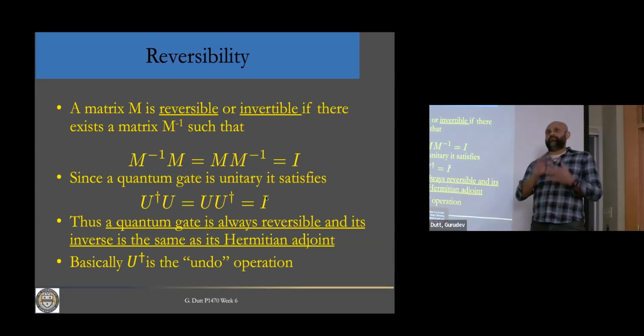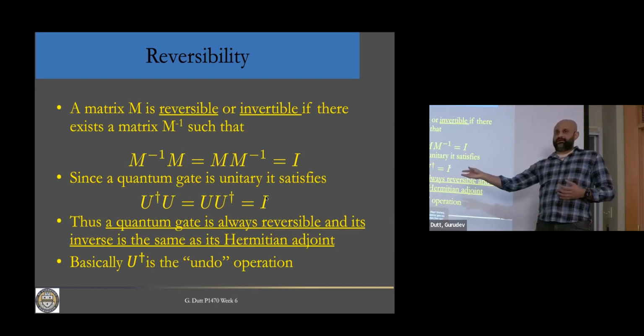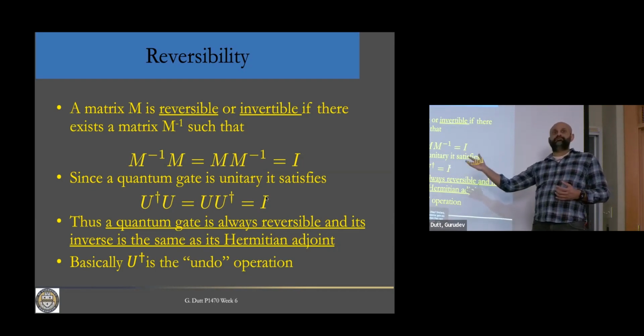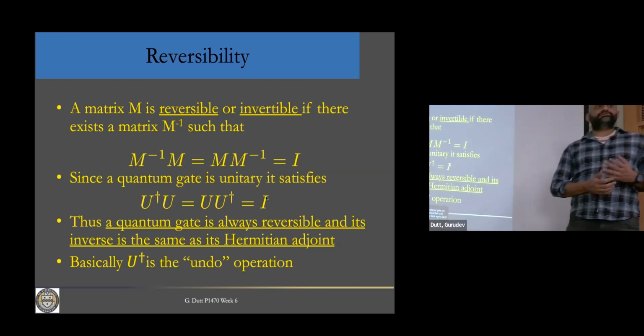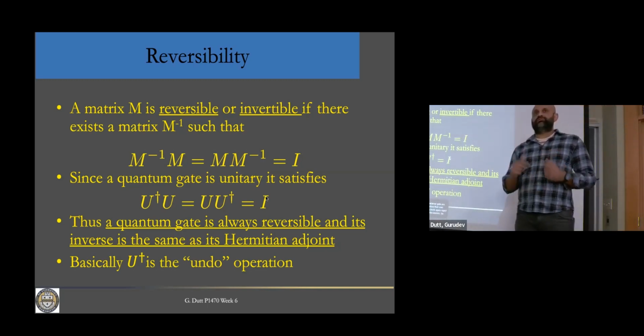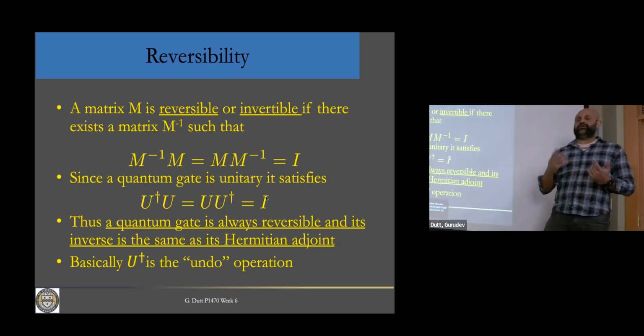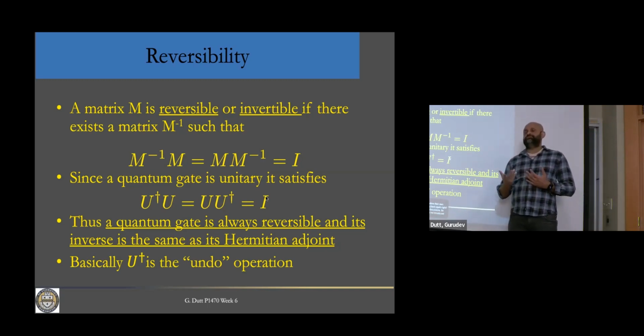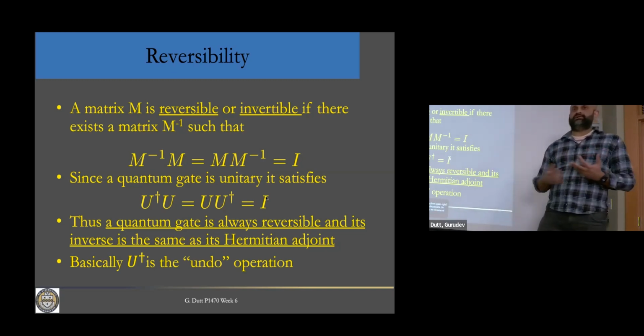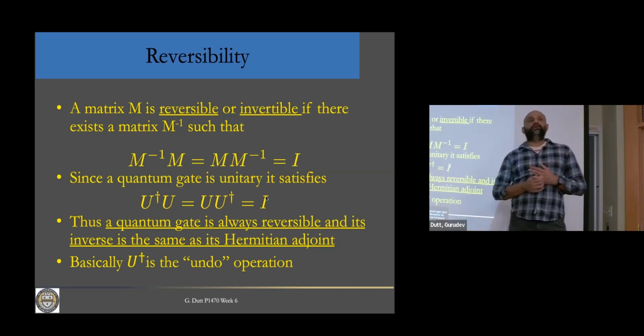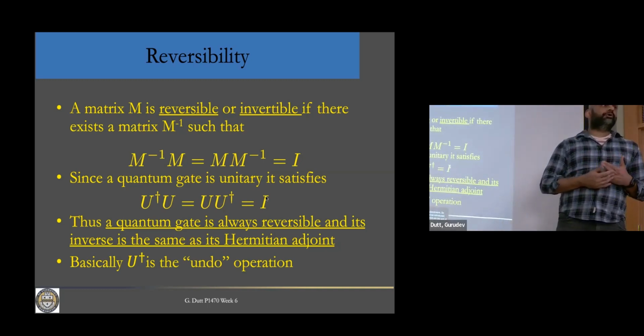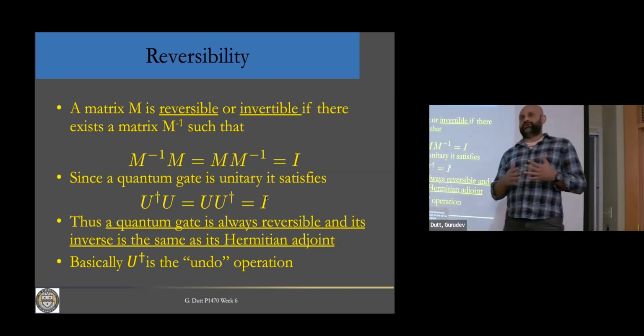So if I apply Hadamard twice, we bring back the identity, right? You may recall from earlier discussions. So those four basic gates that we introduced, X, Y, Z, and Hadamard, which are the important gates in quantum computing, are all their own inverses.